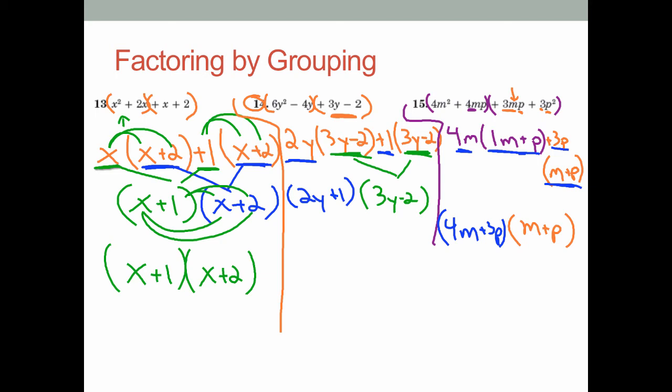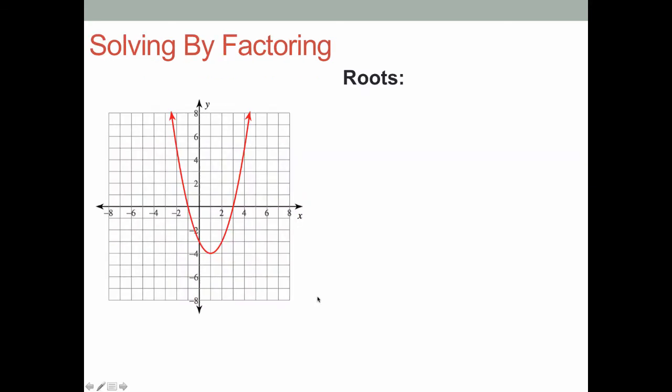Now, again, why do I do this? Because we have to solve things. So before we did finding roots. So finding roots would be identifying where it crosses the x-axis. So in this case, x would equal -1 and x would equal 3.